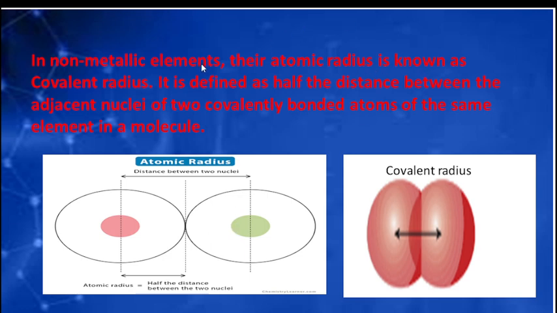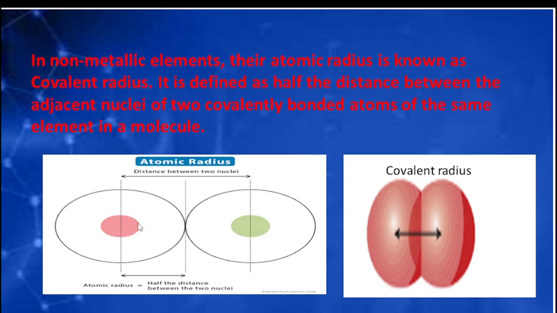In non-metallic elements, the atomic radius is known as the covalent radius. It is defined as half the distance between the adjacent nuclei of covalently bonded atoms of the same element in a molecule.